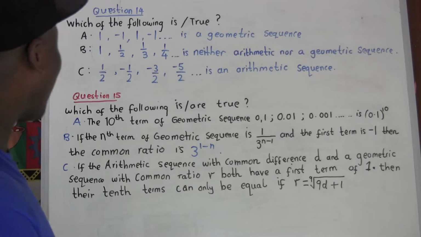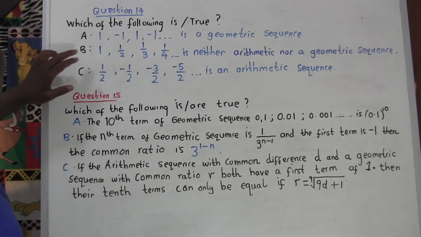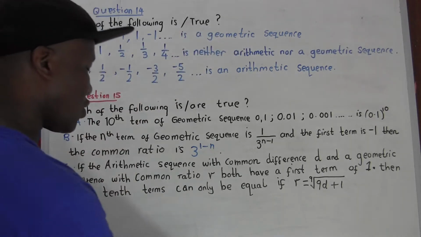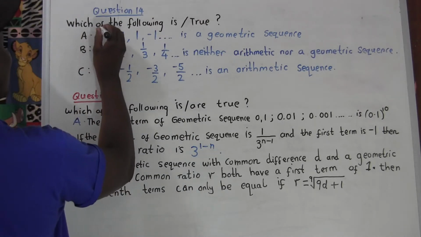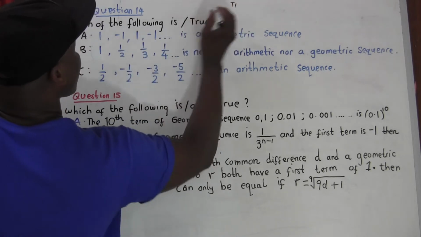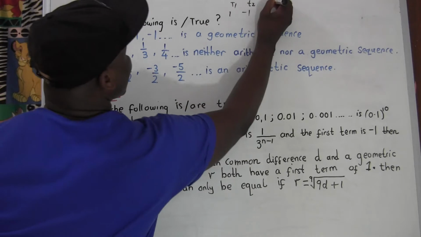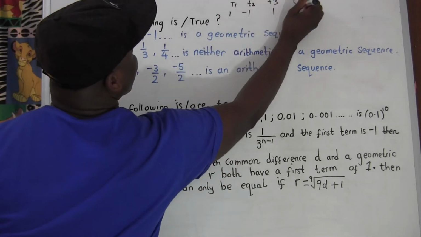Let's get started. So now they give a question here. So we have a different type of sequence in series. The first question they give you is 1, -1, 1, -1. They say it is geometric. So for you to say something is geometric, I'll call this term 1, term 2, term 3, term 4. So our term 1 equals 1, term 2 equals -1, term 3 equals 1, and term 4 equals -1.